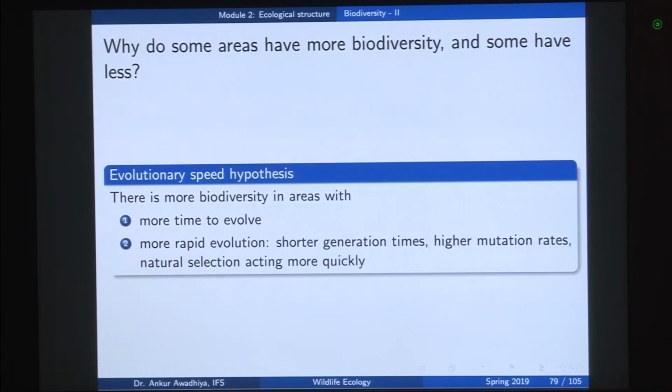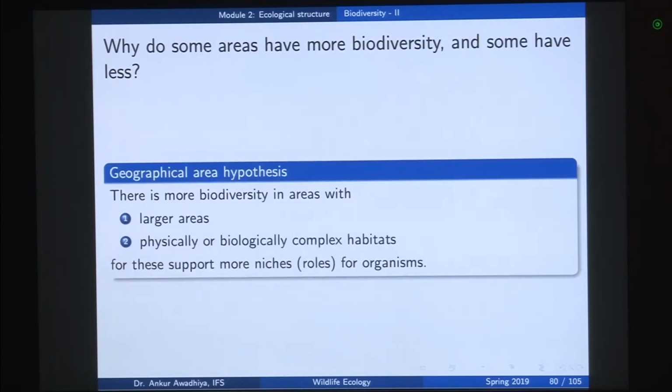Now, the second hypothesis is known as the geographical area hypothesis. Geographical area hypothesis says that there is more biodiversity in areas which have larger areas and which have physically or biologically complex habitats, because these regions support more niches or roles for organisms. Now, what do we mean by that?